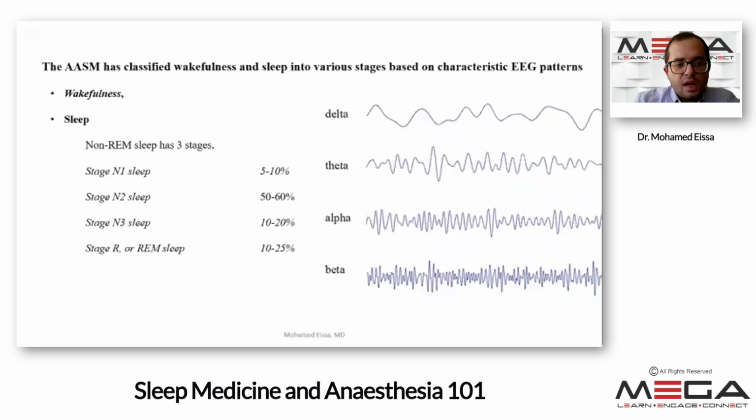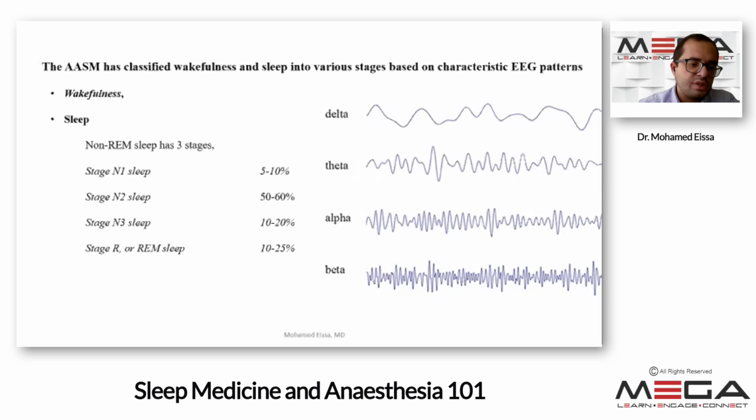The American Academy of Sleep Medicine has classified wakefulness and sleep into various stages based on the EEG patterns. We have the wakefulness stage W, which is mainly characterized by beta activity, which is basically high frequency, low amplitude EEG waves. Then we have the non-REM sleep, which is divided into three stages: stage N1, N2, and N3.